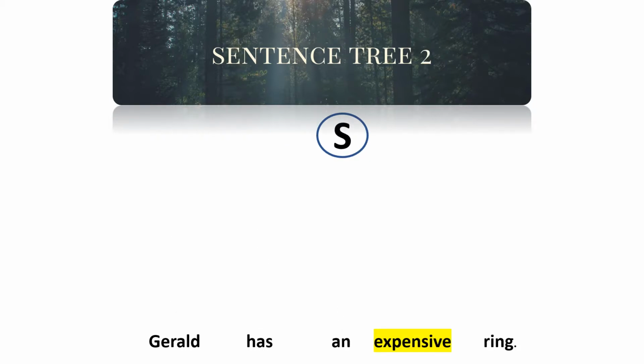Now we can start expanding phrases. As you can see, this sentence is almost the same, but we are now adding the adjective expensive to the object phrase.